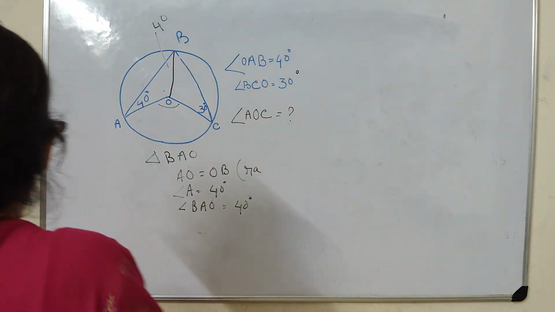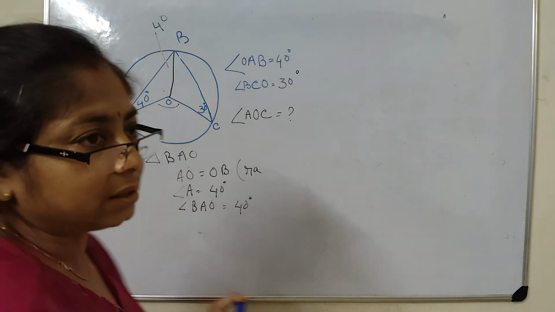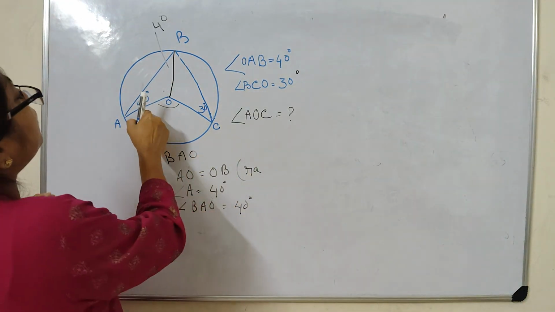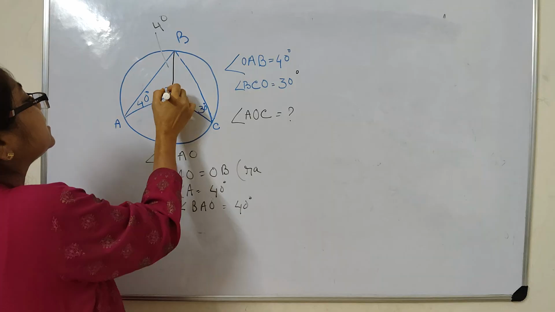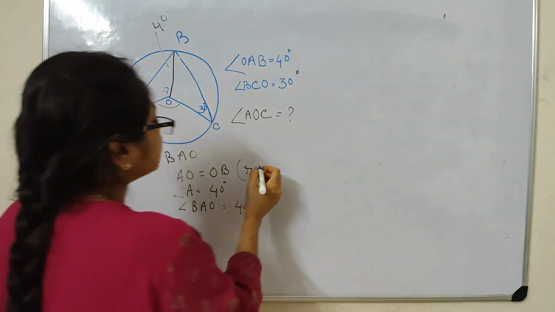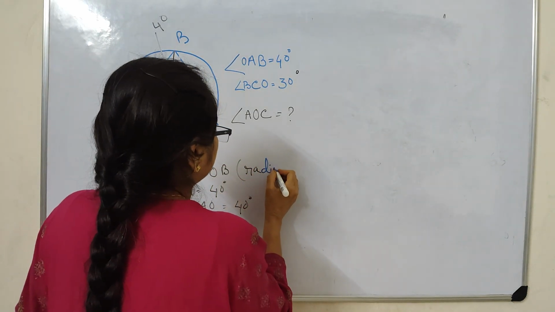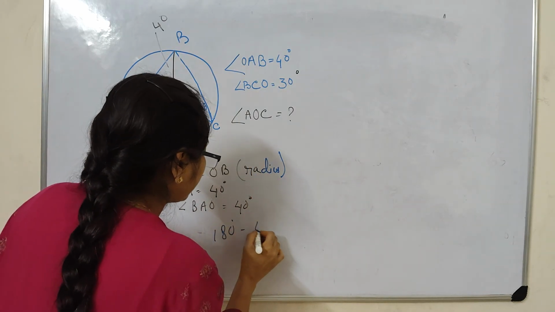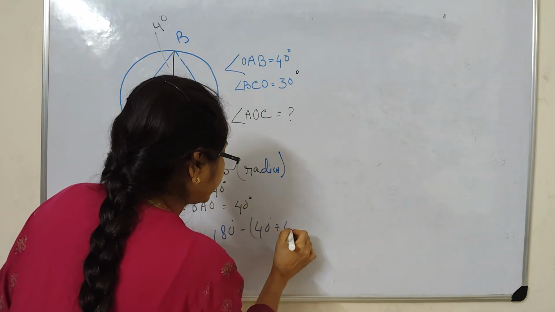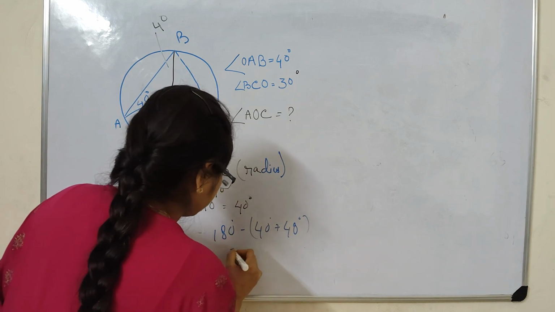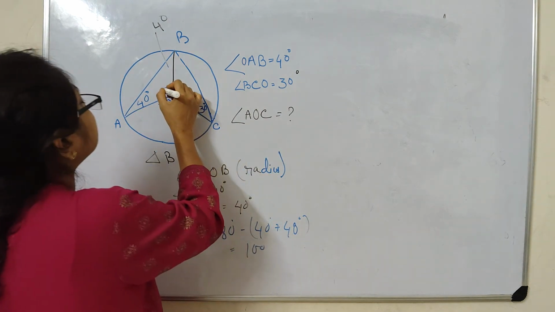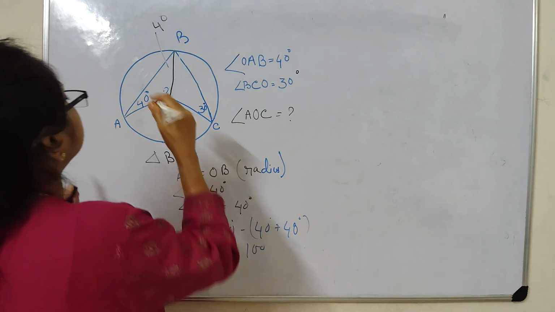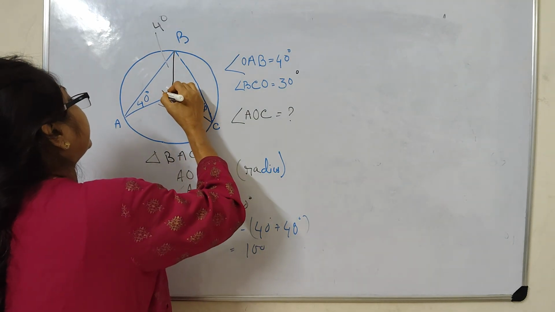I know what's happened here: in the triangle, the three angles are always 180 degrees. This is 40, this is 40, and this must be 180 minus (40 plus 40), which means 100 degrees. So this is 100 degrees. This comes to 100 degrees. Now I write 100 degrees.